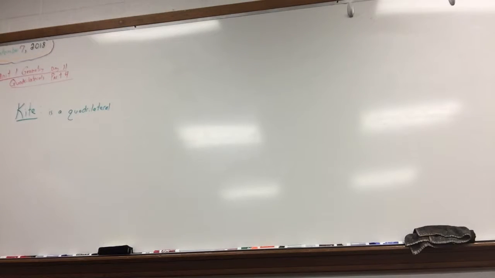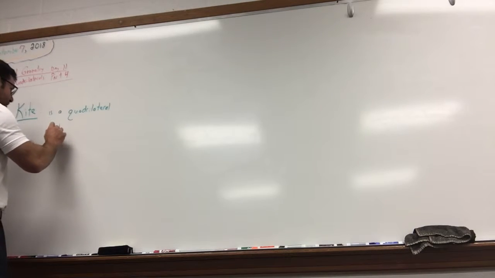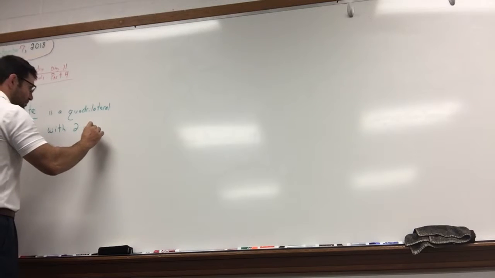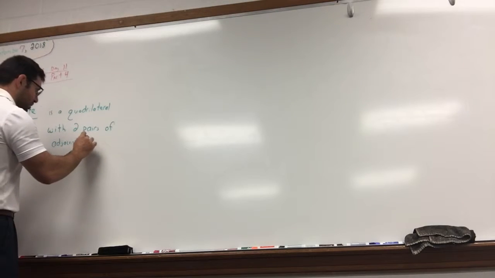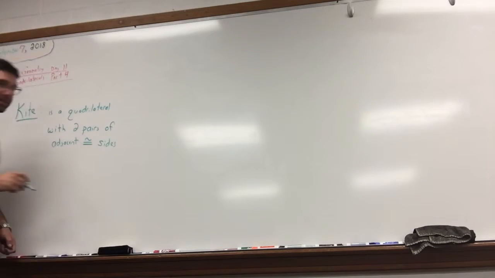We know 2 things about quadrilaterals. A quadrilateral is a 4-sided polygon, and it has 4 angles that have a sum of what, Trevor? Very good, 360 degrees. Okay, so a kite is a quadrilateral with 2 pairs of adjacent congruent sides. And adjacent, we said meant what? What did we say adjacent meant? Right next to, side by side, right next to. Okay? So it's a quadrilateral with two pairs of adjacent congruent sides.